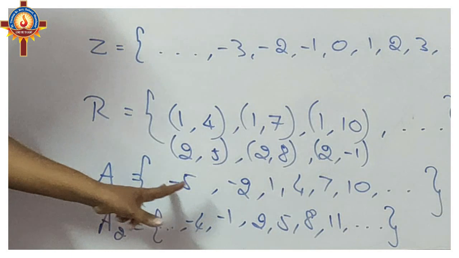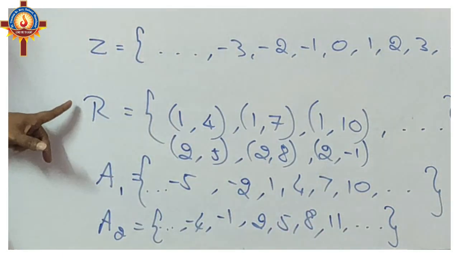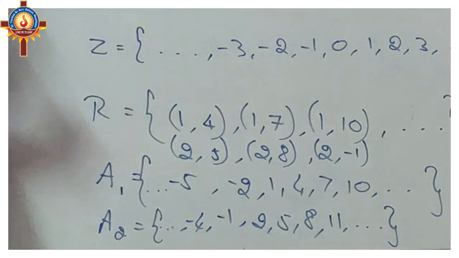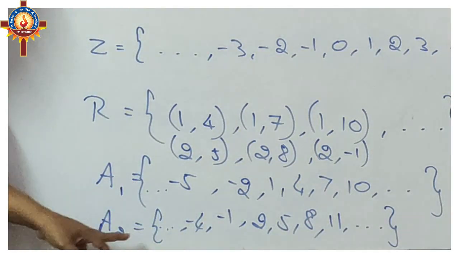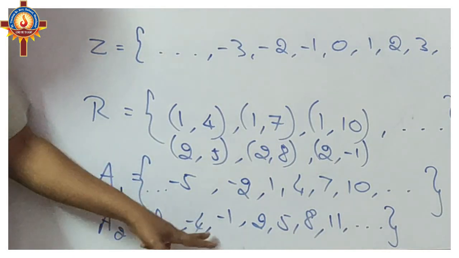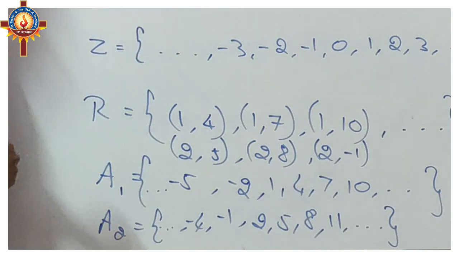So if you take any two elements of this set A1, then it forms an element of R, satisfying this condition. Similarly, if you take any two elements of the subset A2, then they also will form an element of R, satisfying this condition, multiple of 3.